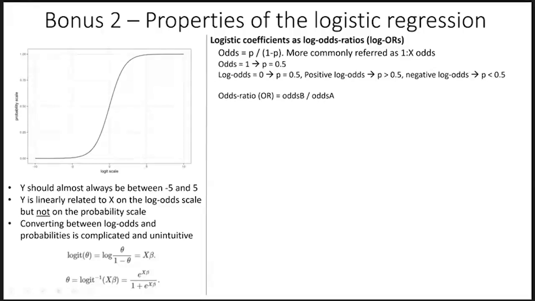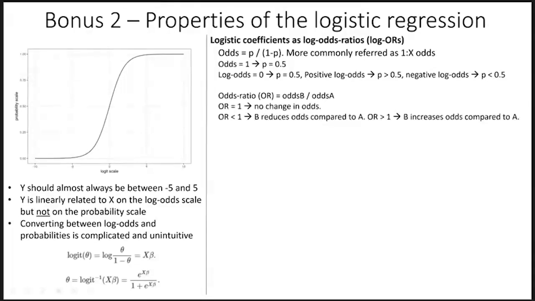So this is like סיכוי יחסי, or סיכויים יחסיים. I don't know how you'd say it in Hebrew. It's the ratio between odds, okay? Is that clear so far? Awesome. If the odds ratio is 1, it means there's no change in odds. If it's less than 1, B reduces the odds compared to A. If it's bigger than 1, B increases the odds compared to A. Okay?